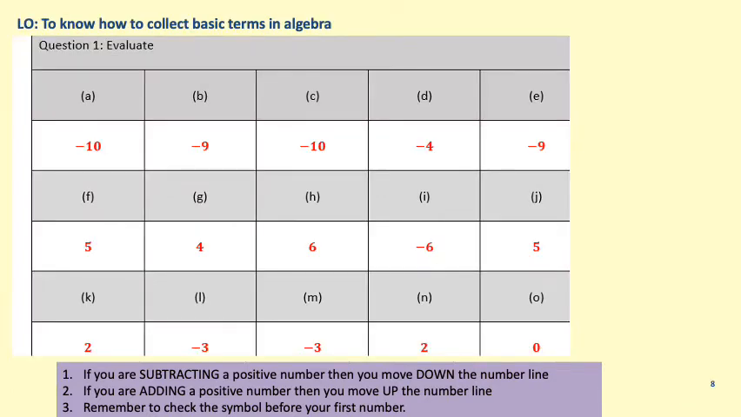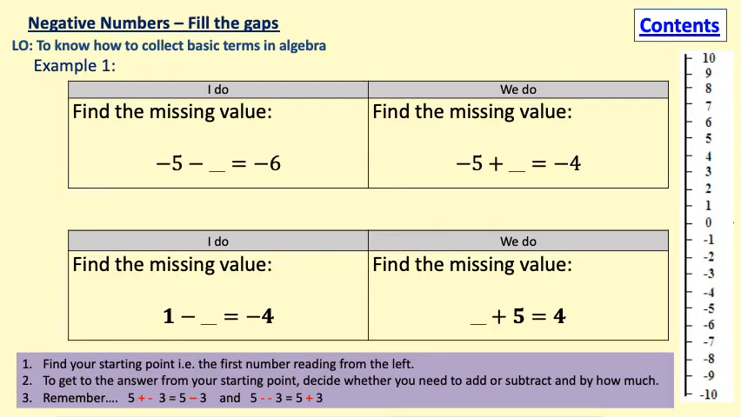Okay, so here are the answers for that first set. How did you do? Were there any patterns with any that you didn't get right? Did you find a method that worked for you? Remember to use the number line and the success criteria to help you.